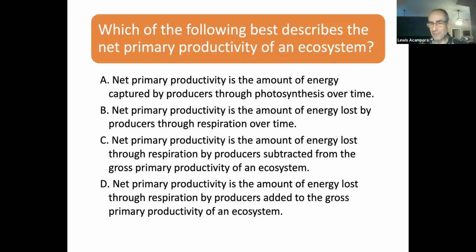Okay, that's almost a minute, so we'll close it in 3, 2, 1. That's good. So the best answer here, and I just realized my next slide is incorrect, so I'm going to leave it on this one. The best answer is C: net primary productivity is the amount of energy lost through respiration by producers subtracted from the gross primary productivity.